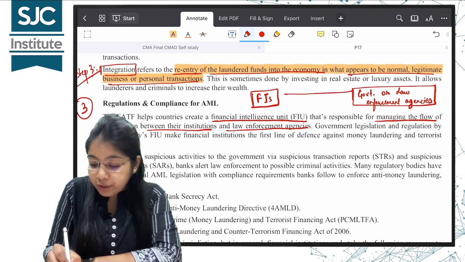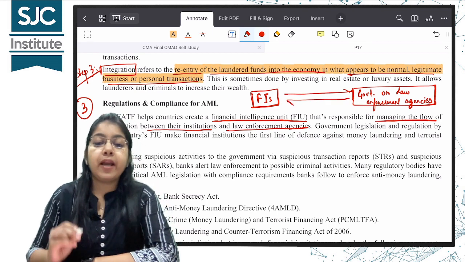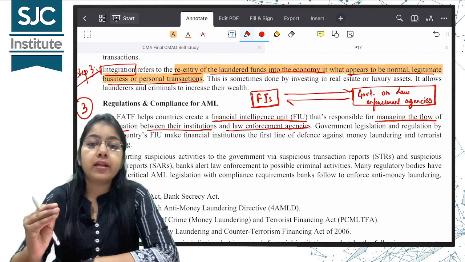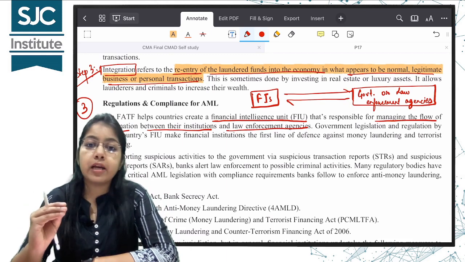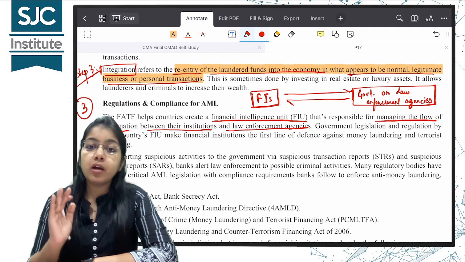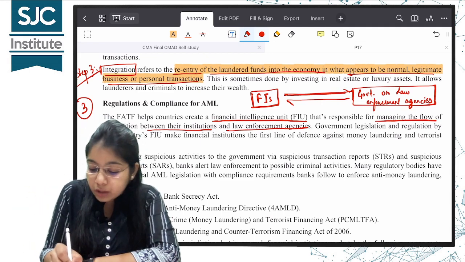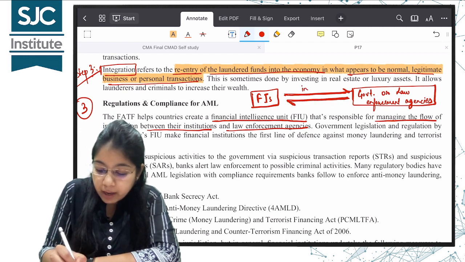The flow of information between these: the financial institutions will detect these kinds of transactions, trace the suspicious activities, and they have to report to the government or the law enforcement agencies. So this flow of information, how is it to be done, who will manage this? Who will manage this flow of information? The FIUs.